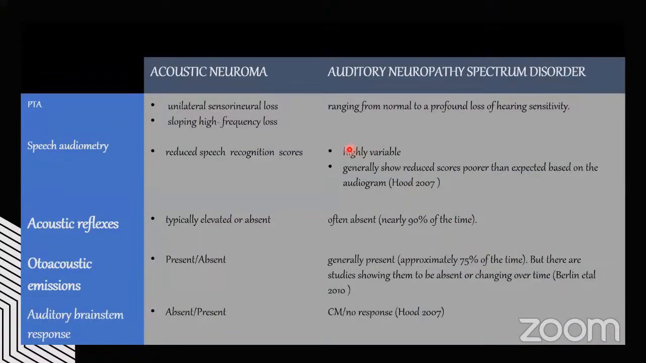So again, there could be a confusion between the diagnosis of acoustic neuroma and ANSD. So there are some evidences or some factors which we can consider in differentially diagnosing between ANSD and acoustic neuroma.